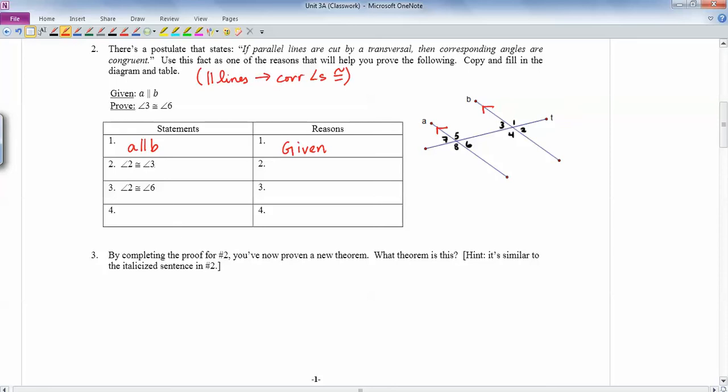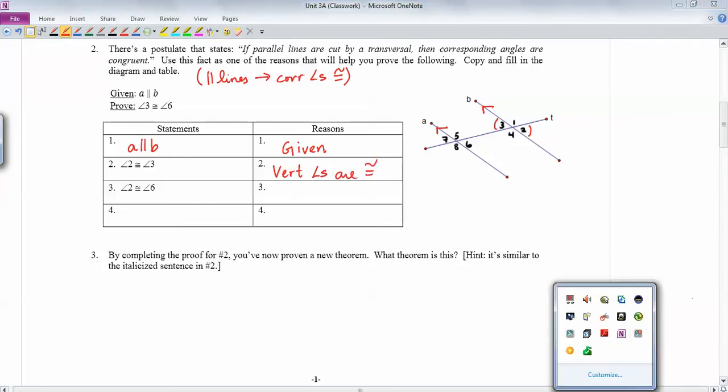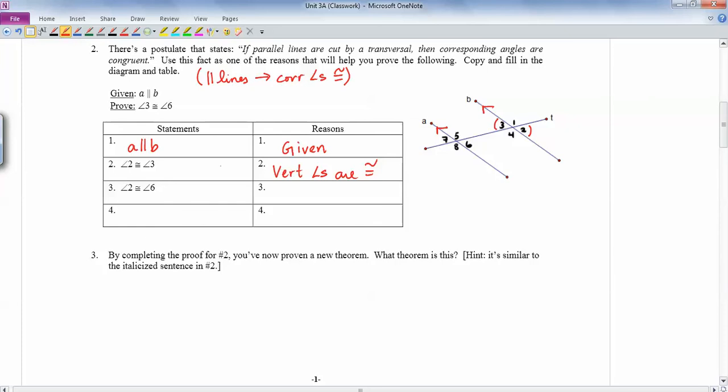Okay, so then the next step says 2 is congruent to 3. So notice I marked it in the picture. 2 and 3 are congruent. Well, the reason for that has nothing to do with parallel lines. That's just vertical angles are congruent. In step 3, it says 2 is congruent to 6.